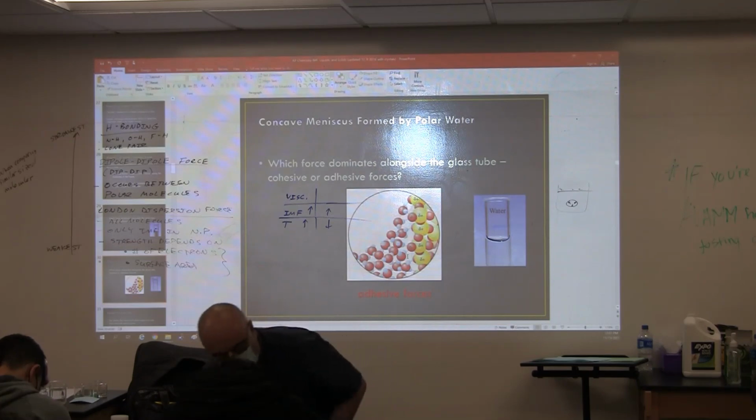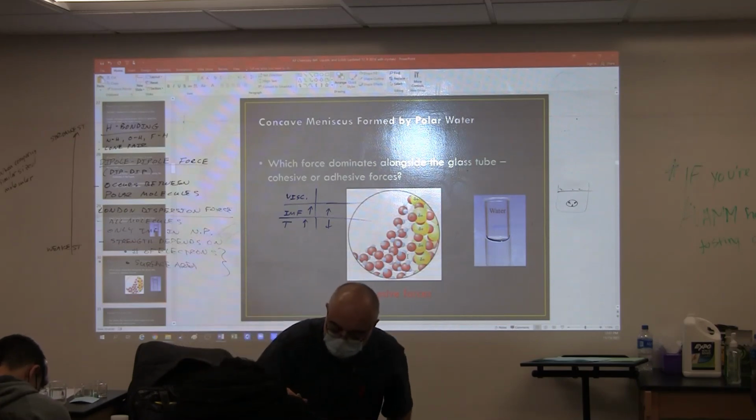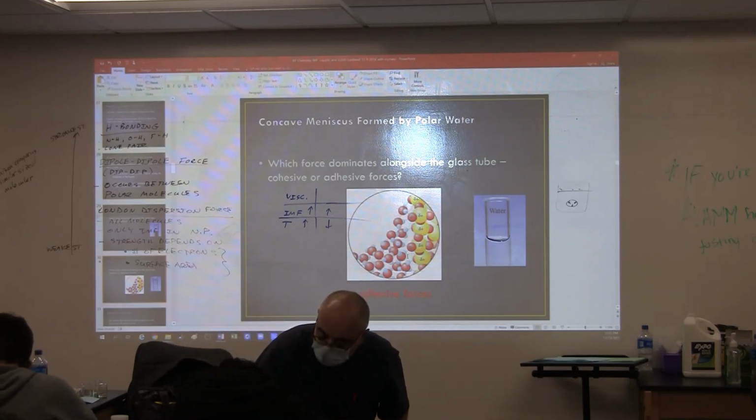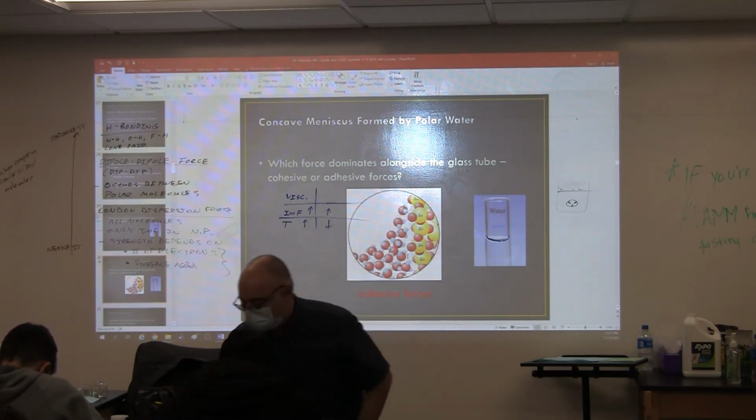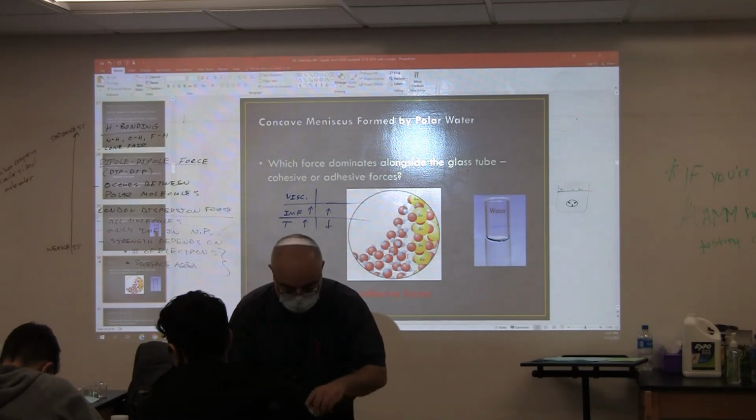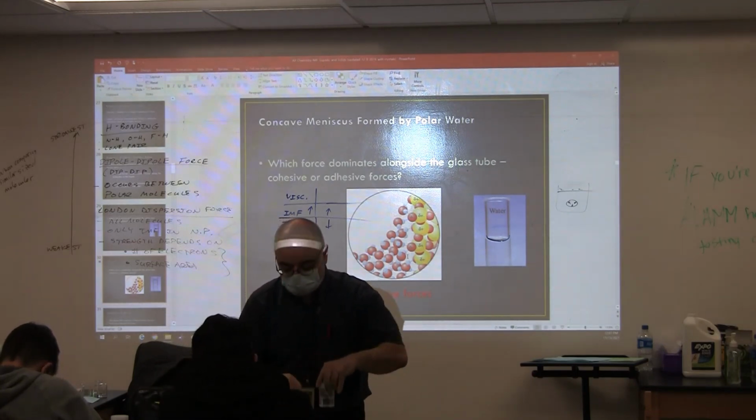It's making a nice ball. You see it? It's a perfect shape. Is this X or Z? 26, 27, Y. This is Y. 28, 29, 30. So that's going to be number one. That's definitely going to be the most surface tension.